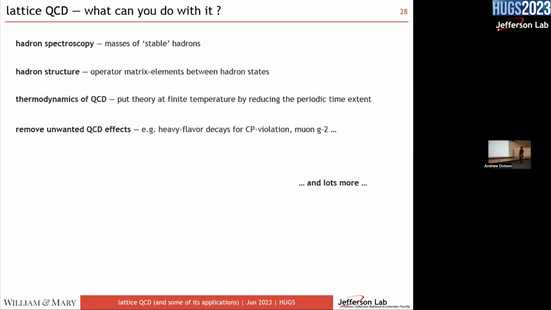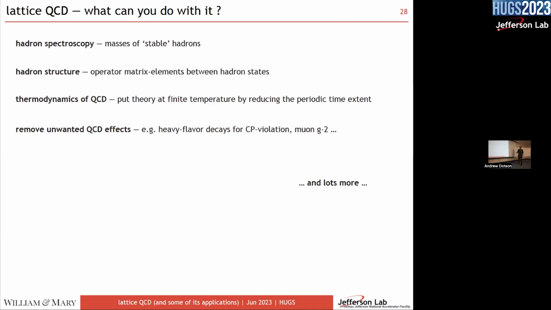So lattice QCD, what can you do with it? An incomplete list, but just a sample. Hadron spectroscopy: compute the masses of stable hadrons. Hadron structure: look inside hadrons by computing operator matrix elements between hadron states. Thermodynamics of QCD: you can put the theory at a finite temperature by not having a long time extent of your lattice, but making it short. It turns out that the time extent is like the inverse of the temperature. And also, importantly, another application: removing unwanted QCD effects.